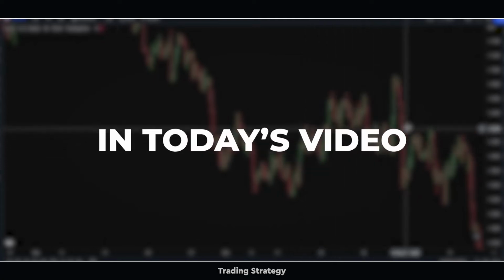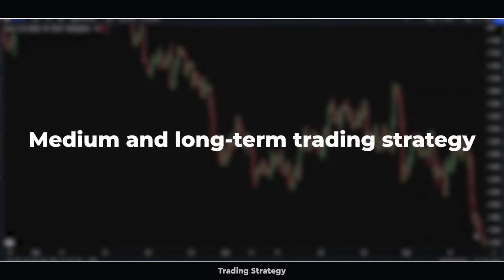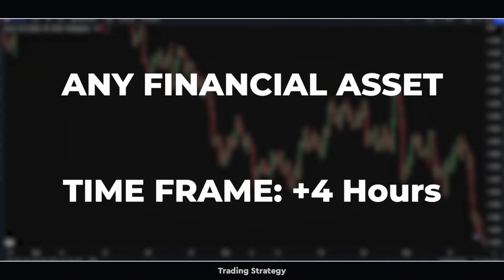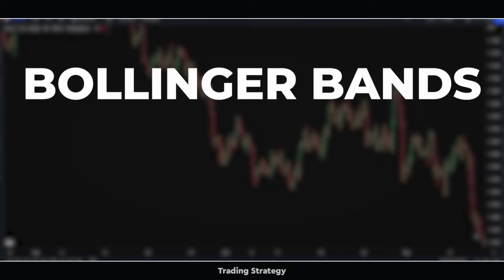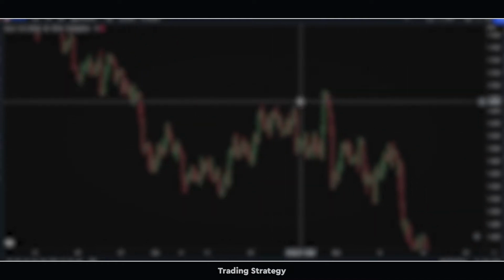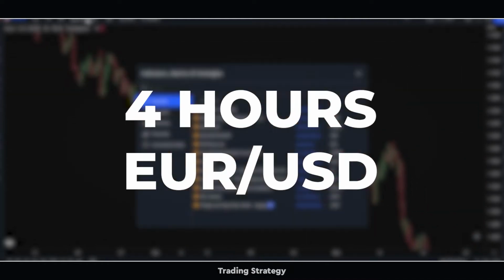In today's video, I bring you a medium and long-term trading strategy, which can be used for any type of financial asset, but it is advisable to use it in Forex. The indicators that will be used will simply be the Bollinger Bands and the MACD indicator. In my case, I'm going to be testing this strategy on the 4-hour chart on the euro-dollar, but you can use the financial asset that you prefer.